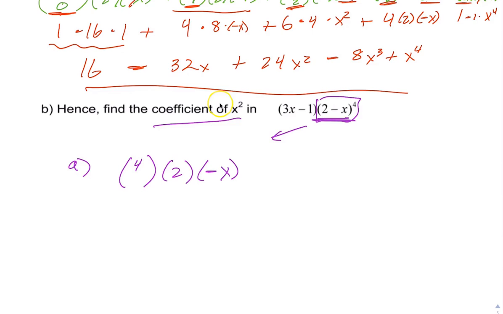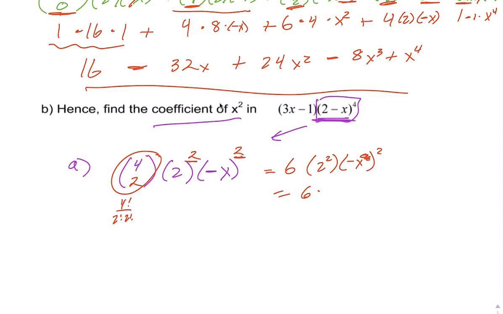I want x squared. So that lets me know that right here should be a 2. If that's a 2, this is a 2, and then this, since these have to add to 4, has to be a 2 also. So if I simplify this, I could do 4 factorial over 2 factorial times 2 factorial on my calculator. I'm going to get 6. This is 2 squared. This is negative x squared. So I would get 6 times 4 times x squared, which would give me 24x squared. So that's how you find the coefficient of any term you want.